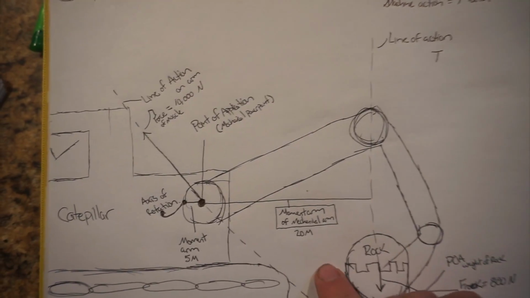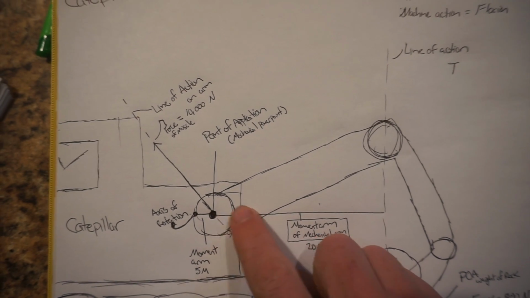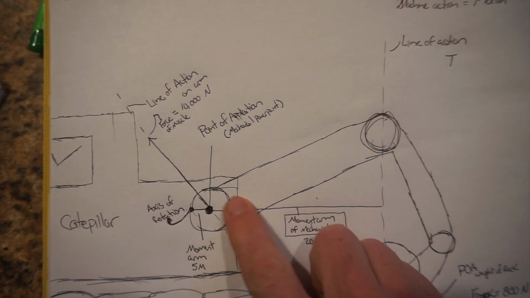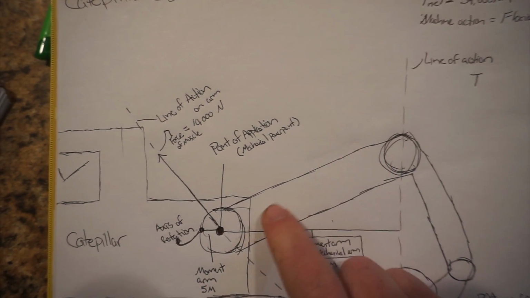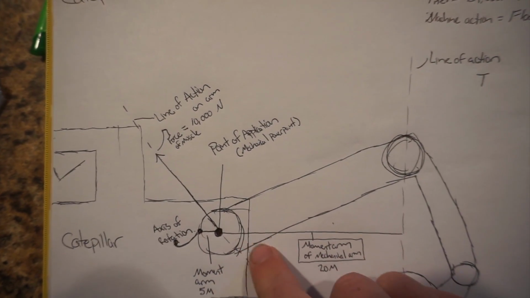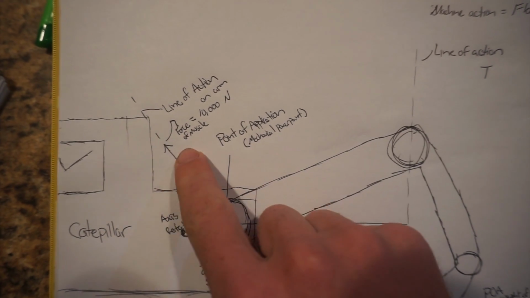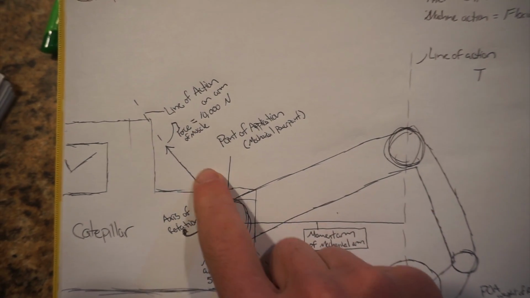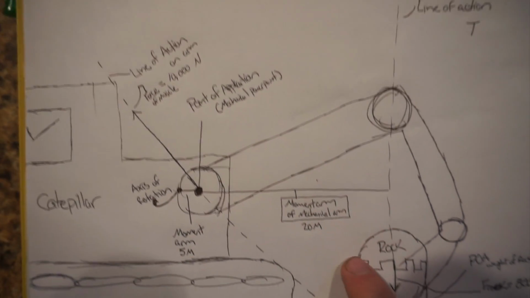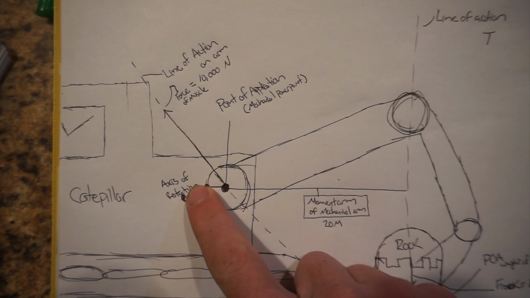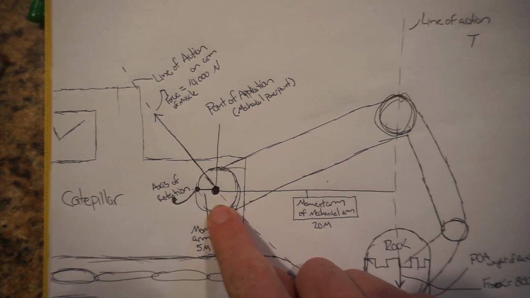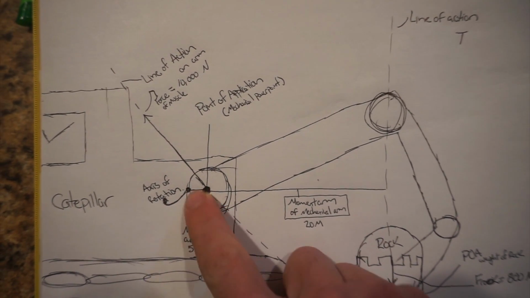With that being said, for how a caterpillar works, the power is going to be coming from this joint because these are all going to be locked essentially. So the line of action is going to be at a cross angle like this, with the force being 10,000 newtons, and that's the line of action there. And then our axis of rotation is going to be on the way this joint swivels essentially. So this is our axis of rotation.